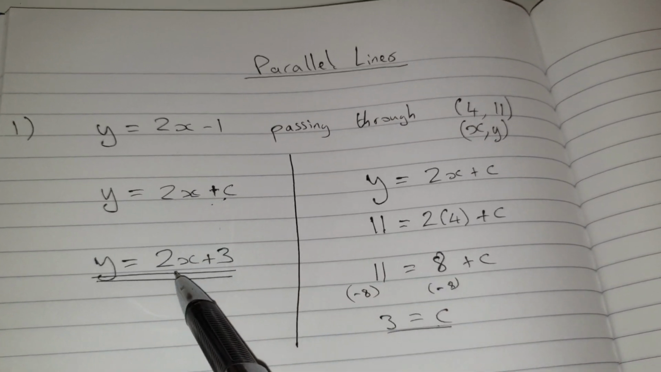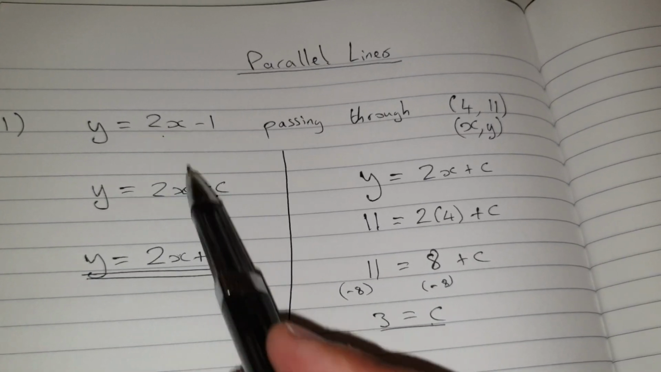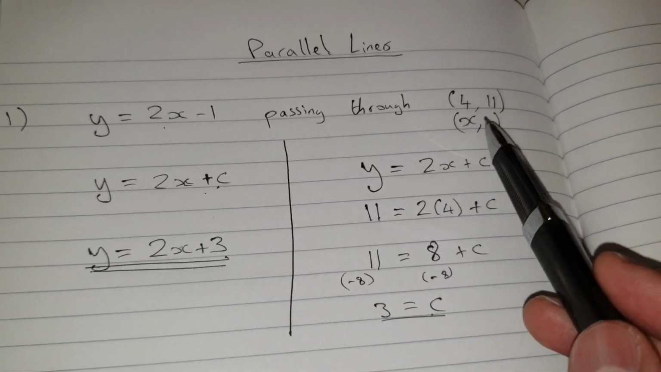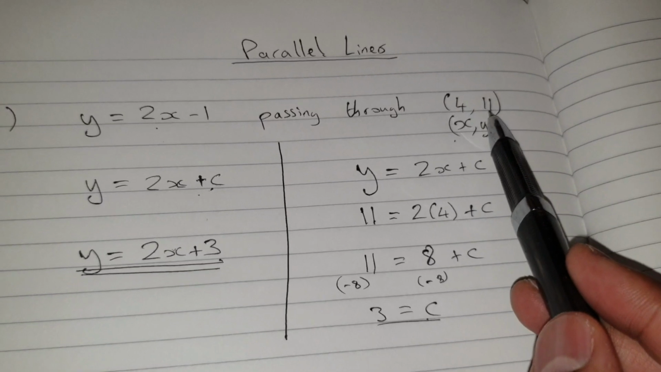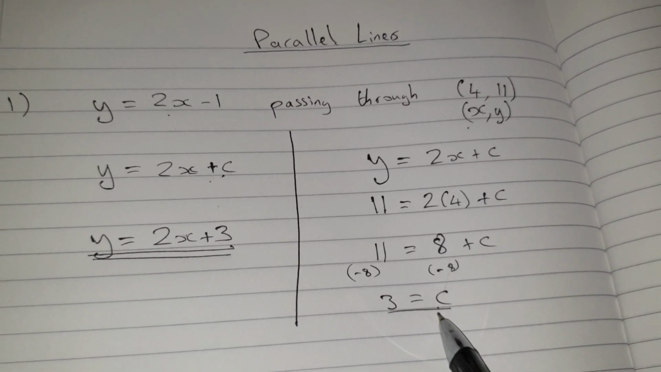As we can see, the gradient is the same as the original line, so we know that they are parallel. And I know that this one cuts through the y-axis at 3 because I substituted the x and y of the point that was given, and it gave me an answer of 3 for c.